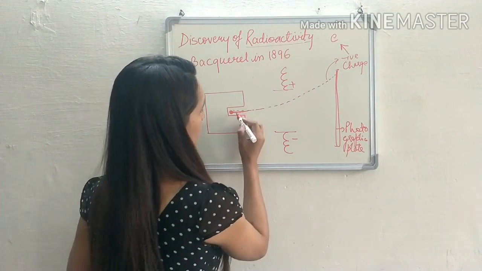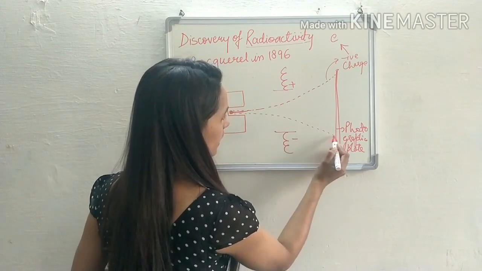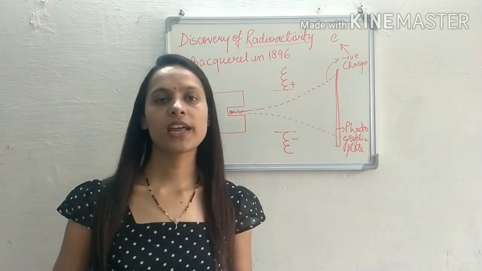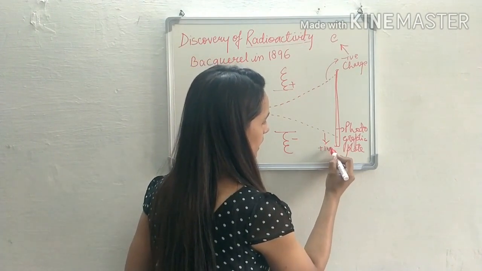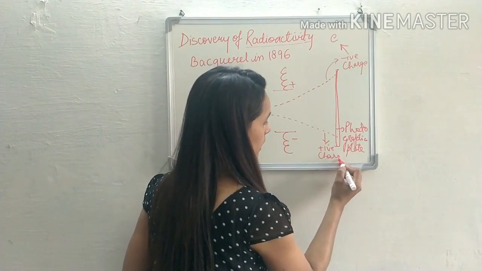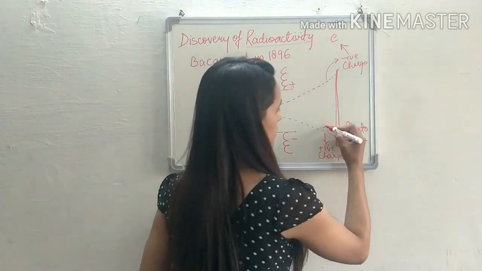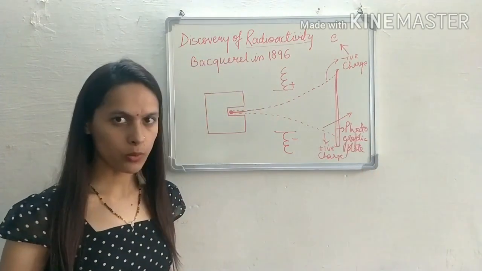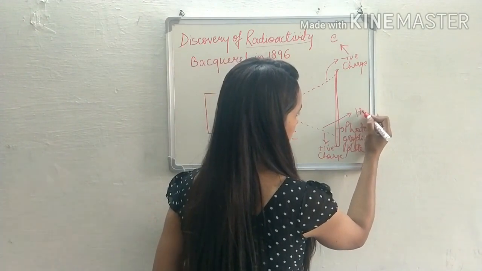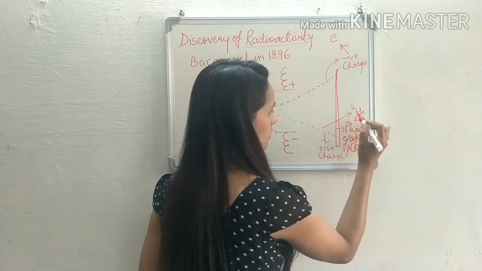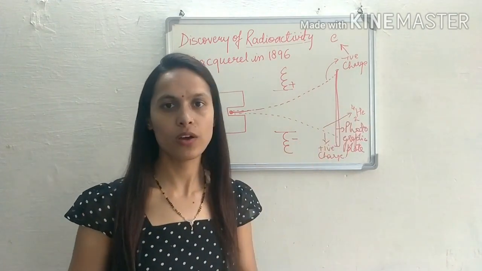Now next he found a ray which deflected slightly towards the negative electrode. So the ray which deflected towards the negative electrode, what does this mean? This means that this ray contains positive charge, and when this ray is studied by Becquerel, what he found? He found that this ray contains 2 unit positive charge and the mass is 4u. So he represented this ray as He24, where 2 is the unit which is present in this ray and 4 is the mass of this ray.